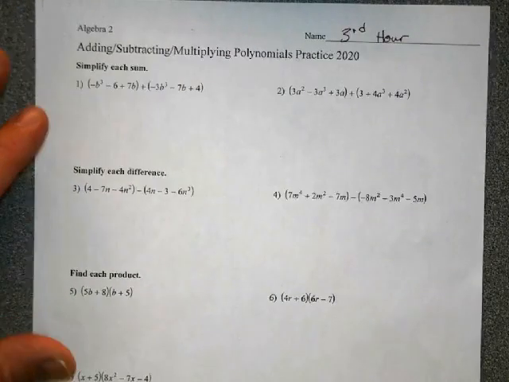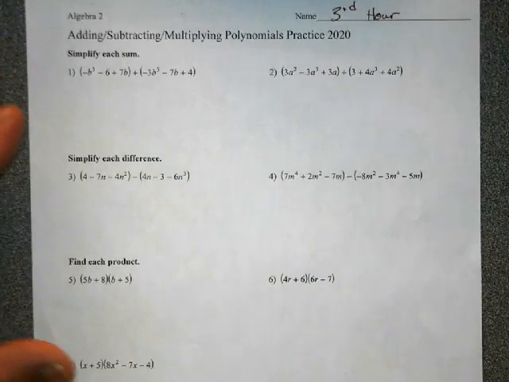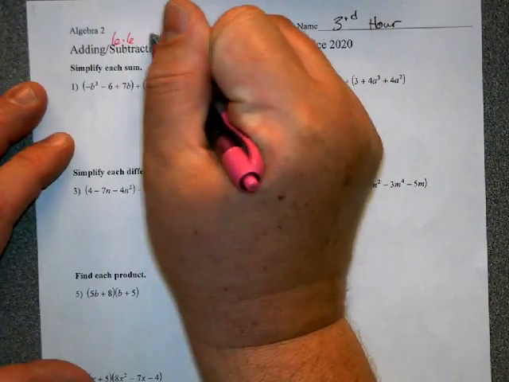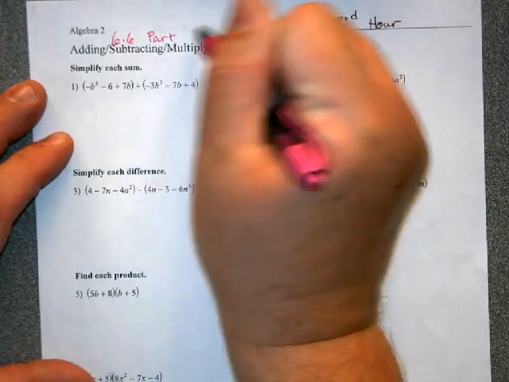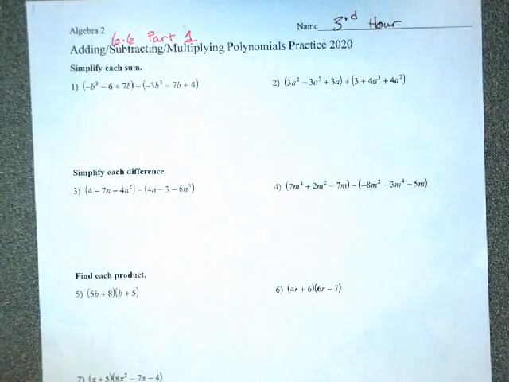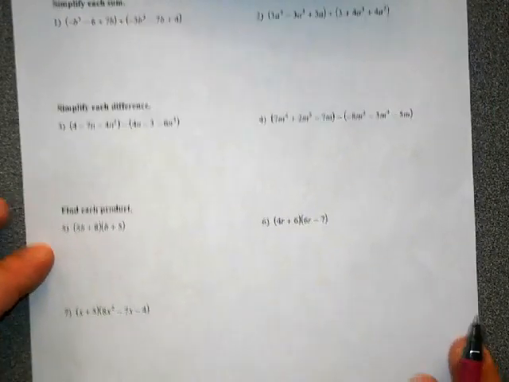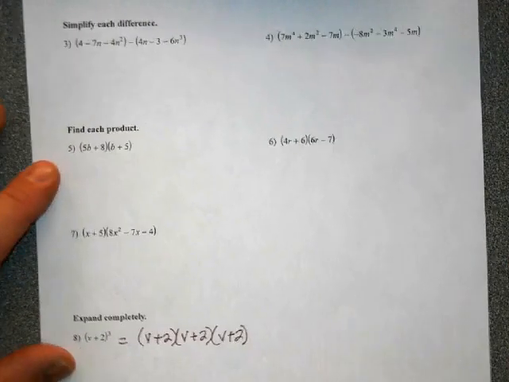So let's do number... This is 6.6, part 1, right? Okay, so we're going to do number 5 and then number 8. Okay, number 5.